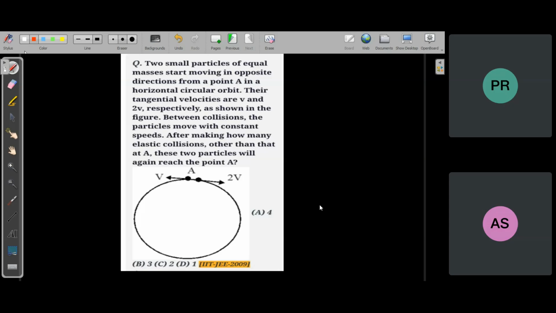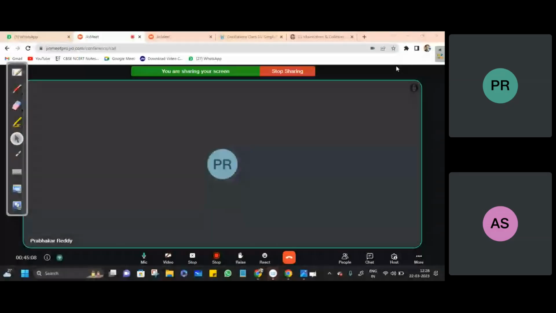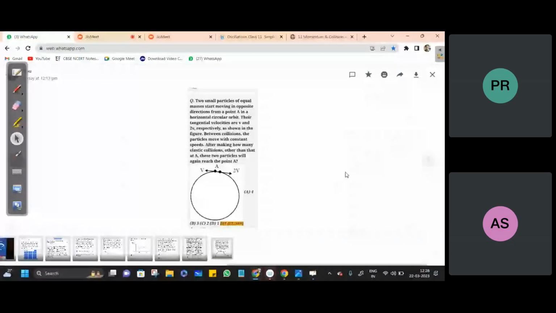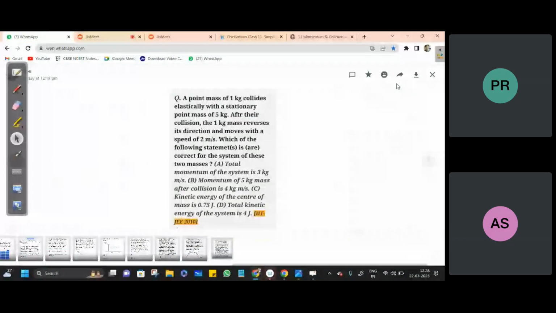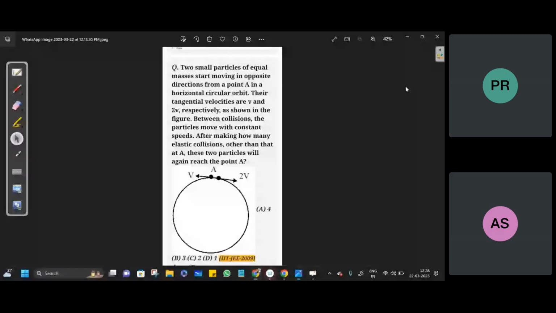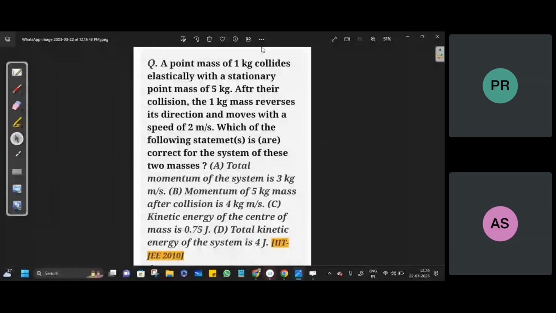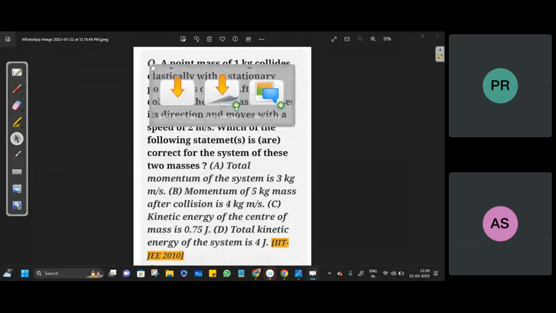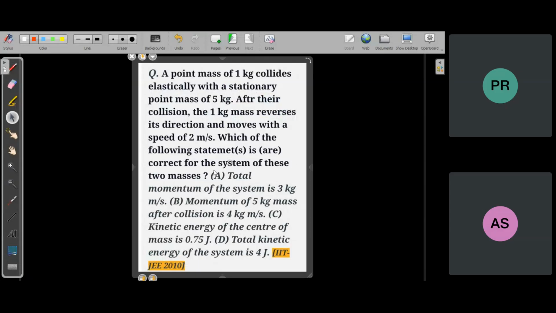So two, sir. Option C, sir. Two collisions, right? Yes, sir. That is the correct answer. Two collisions. Okay, let's go to the next then. This is again an IIT 2010 question. You can try this one.